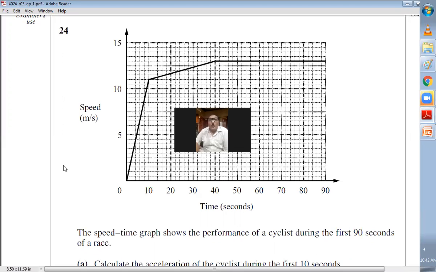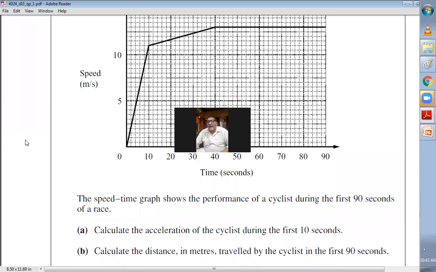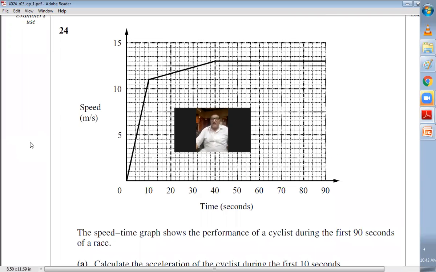You know that the slope of the speed time graph is the acceleration, and the area under the speed time graph is equal to the distance traveled. The speed time graph shows the performance of a cyclist during the first 90 seconds of a race. Calculate the acceleration of the cyclist during the first 10 seconds. So I want to find out the acceleration in the first 10 seconds.